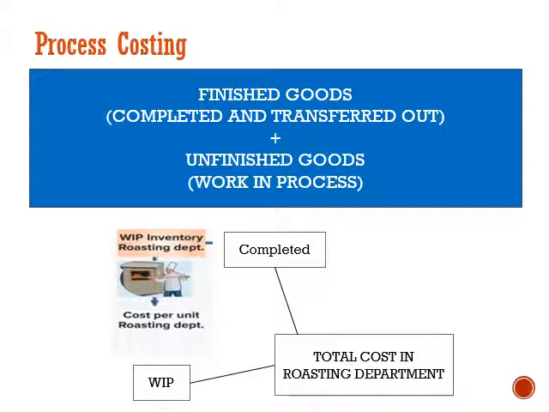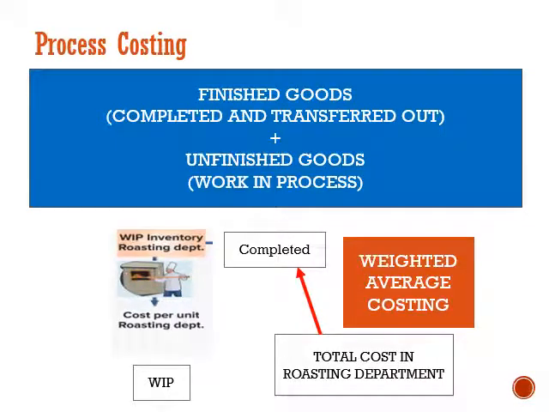But to allocate the total cost of that department, which include the cost of work in process, to only the completed goods to get to cost per unit for that department, that is not logical and definitely not an accurate way to determine the cost per unit for that department for that period. To solve for that, we have a process costing called weighted average cost method or weighted average costing.